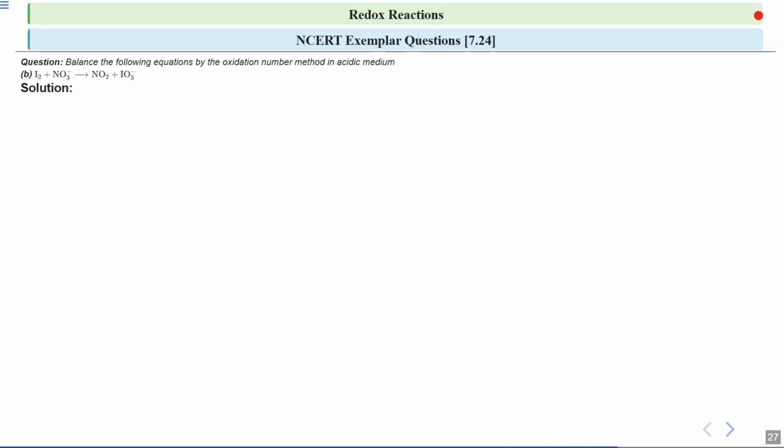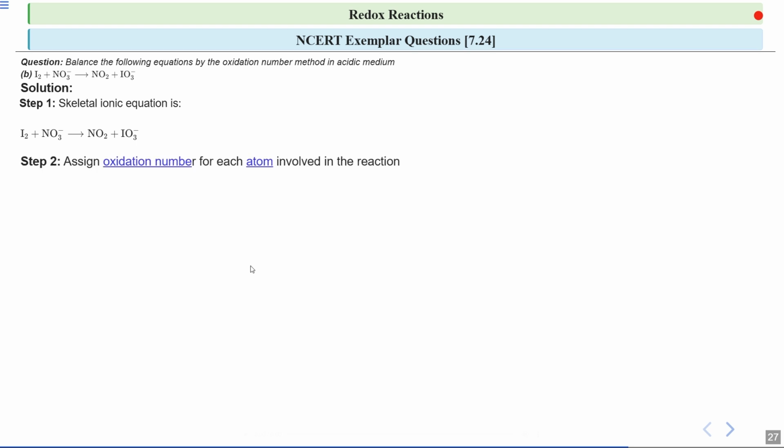How do we do it? The first step is to write the skeletal ionic equation. So I2 plus NO3- giving us NO2 plus IO3-. Then we will assign the oxidation number for each atom involved in this reaction. Here, the I2 will show a zero oxidation state because it is present in the elemental form.